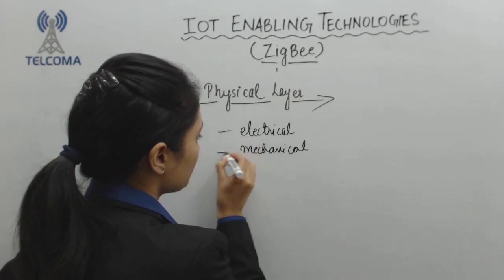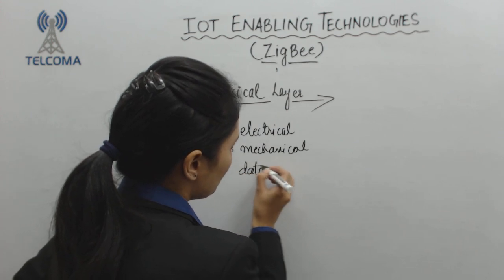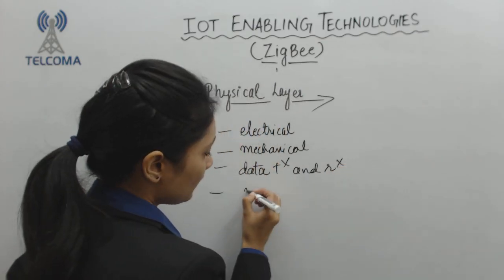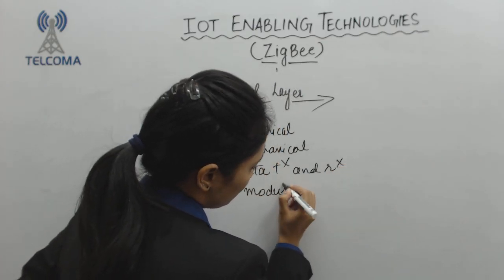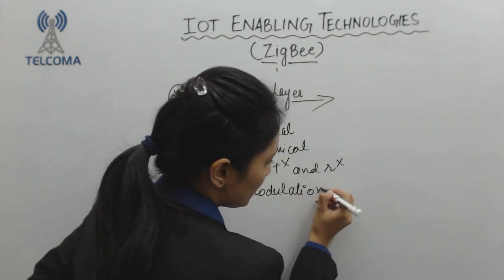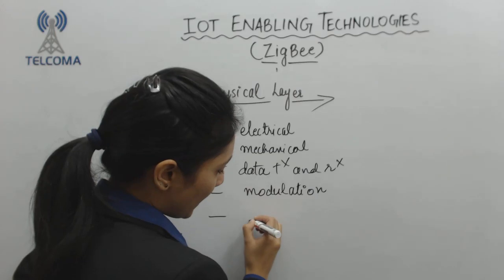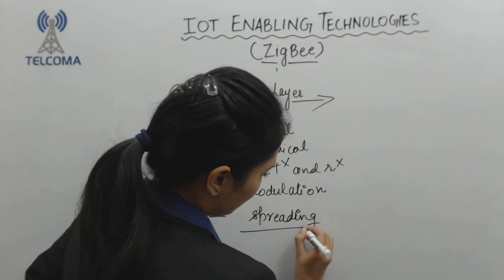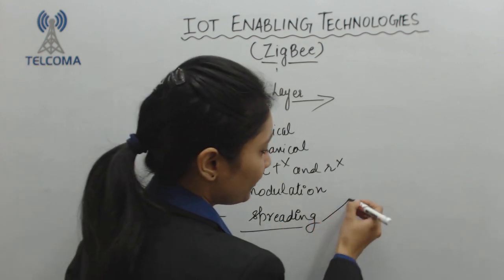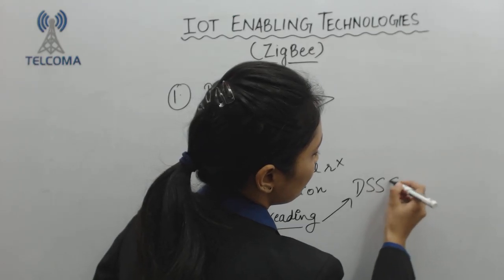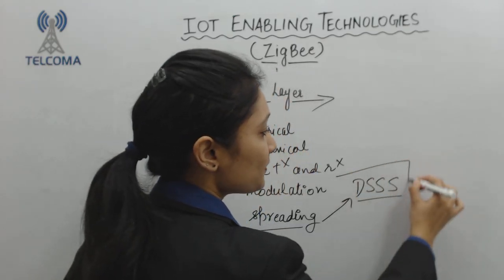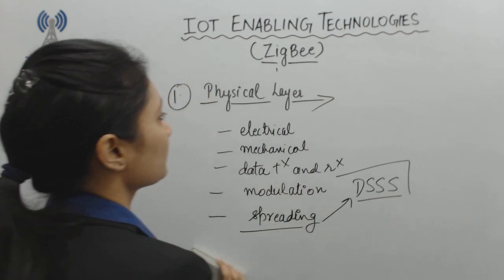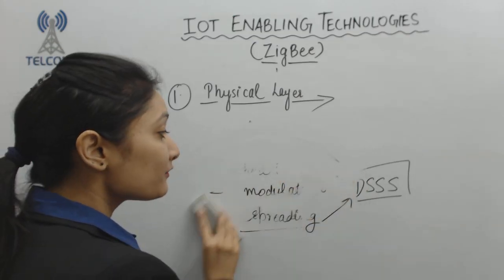So that means it deals with the data transmission and reception, the modulation and demodulation techniques which we're using here, and the spreading technique which we're using here. For Zigbee, we are basically using DSSS, the direct sequence spread spectrum technique. Now, the most important concern for the physical layer is the operating frequencies.